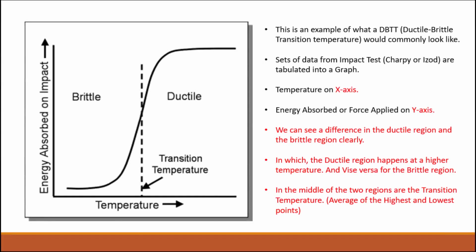This is an example of what a DBTT, ductile to brittle transition temperature, graph would look like. Sets of data from impact tests, Charpy results, are tabulated into a graph. Temperature is on the x-axis, energy absorbed or force applied on the y-axis. We can see a difference in the ductile region and the brittle region clearly, in which the ductile region happens at a higher temperature and vice versa for the brittle region. In the middle of the two regions is the transition temperature, the average of the highest and the lowest points.